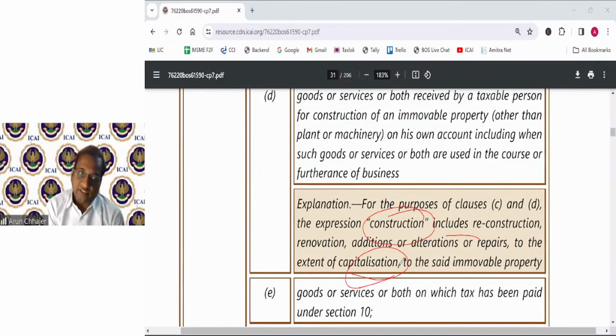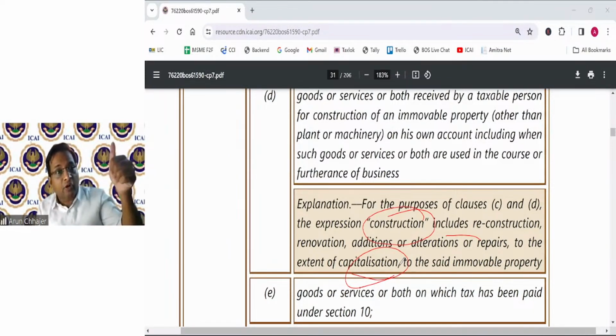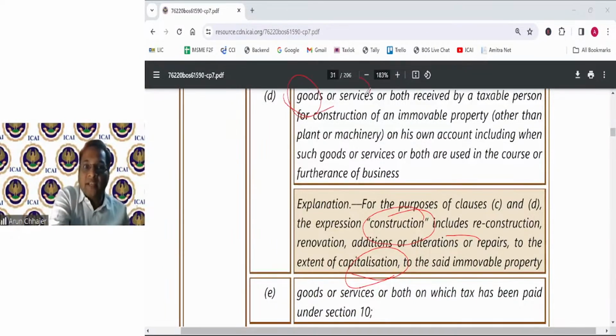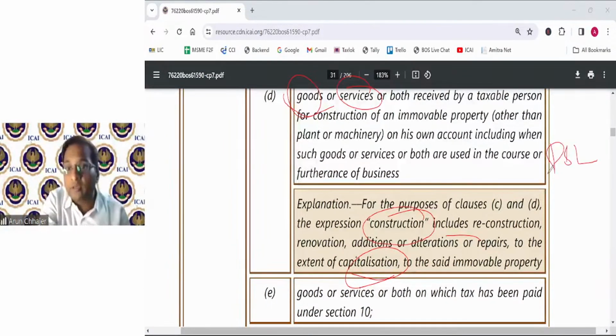Construction includes reconstruction, renovation, alteration, addition, repair, etc. Not just etc., because it is an inclusive definition, it can cover any item. But it says to the extent of capitalization. It means if I have received the work contract service invoice, or if I have received the goods or services, let's say I'm not capitalizing. Let's say I'm debiting to my profit and loss account.